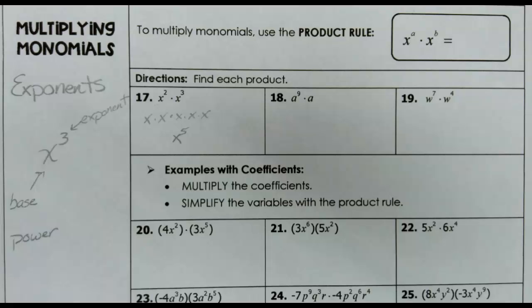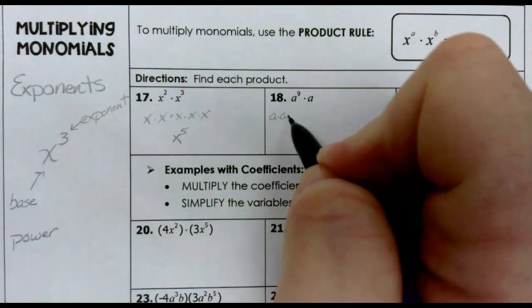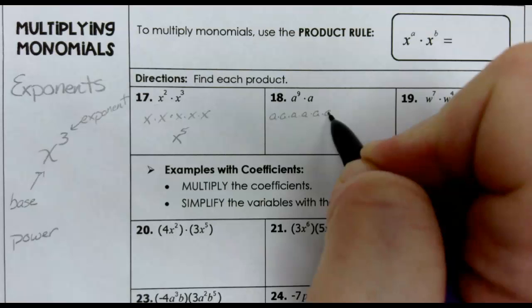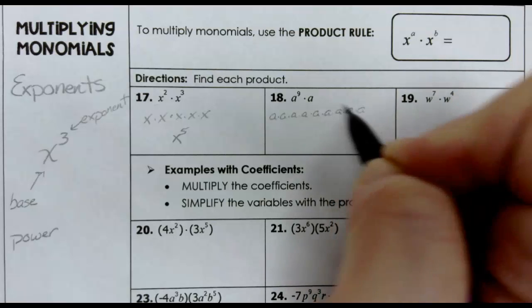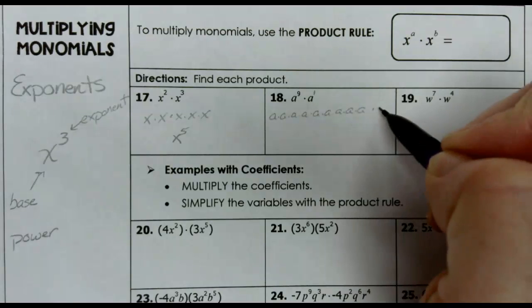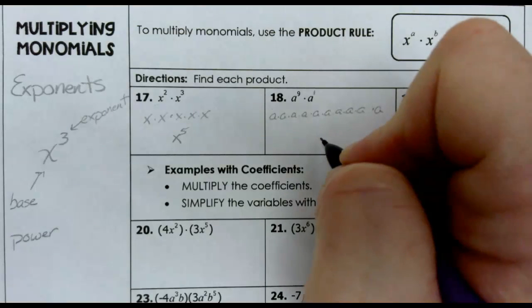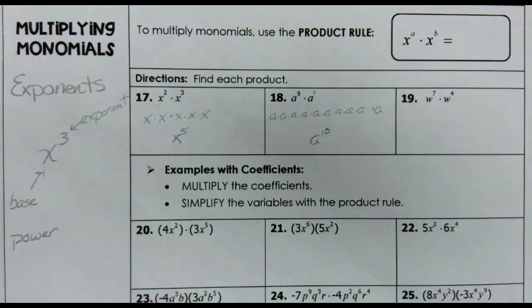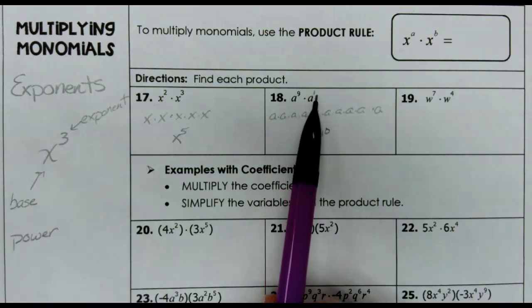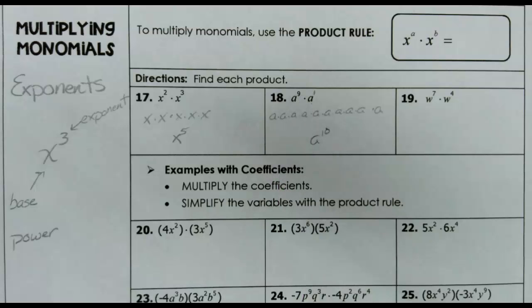That seems a little bit easier than writing it all out, but we're going to try it again. A to the ninth, so I'd have 1a, 2, 3, 4, 5, 6, 7, 8, 9, and times a. A, that's just an a. Now remember, anything that's just a variable has an exponent of 1, so there's 1a there being multiplied. Now, if I count all those up, how many a's am I multiplying? Well, I'm multiplying 10. So another way of thinking about that is if I just add my exponents of my common base, a and a, 9 plus 1 is 10.